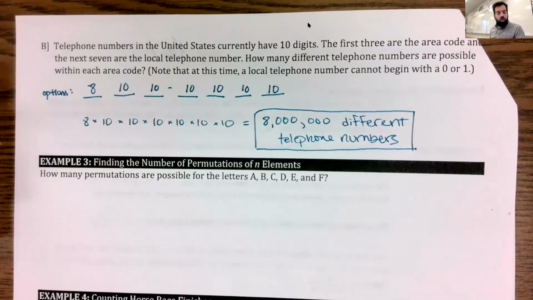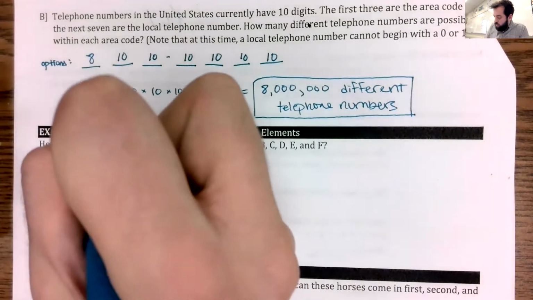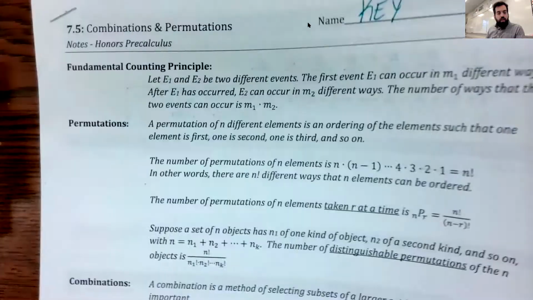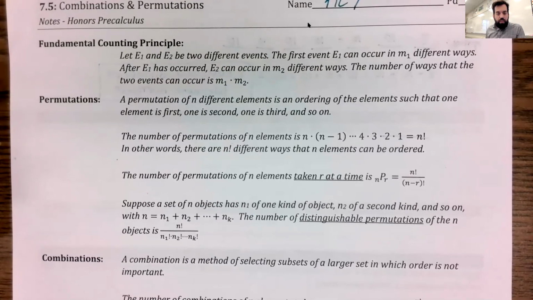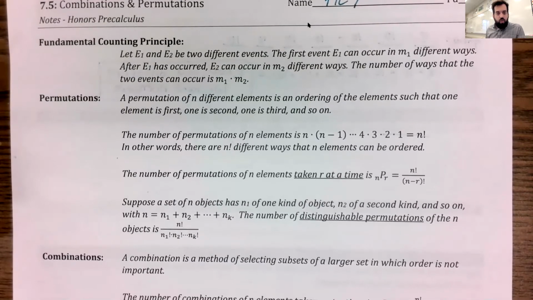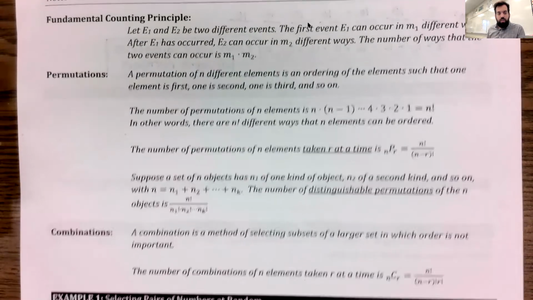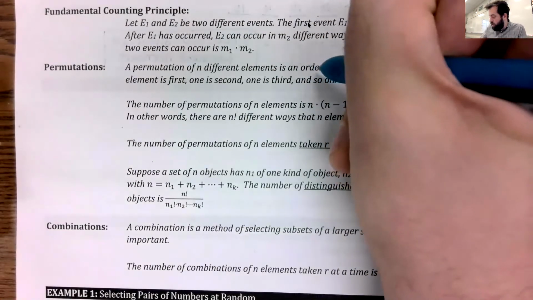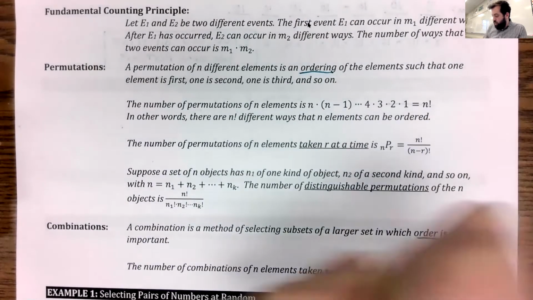In example 3, we want to know how many permutations are possible for the letters A, B, C, D, E, and F. And notice we have that word permutation. So let's go back and read the definition of a permutation. A permutation of n different elements is an ordering of the elements such that one element is first, one is second, one is third, and so on. And I want you to note that permutations and combinations are very similar, but order is the key here. So in my permutation, order matters. In a combination, order doesn't matter.